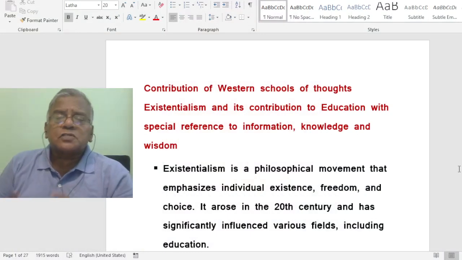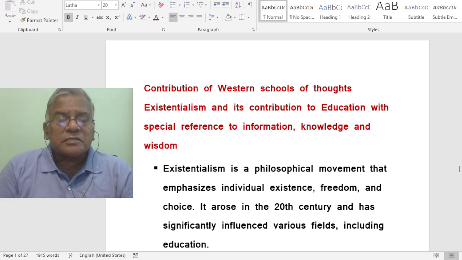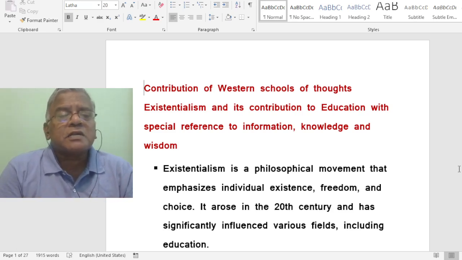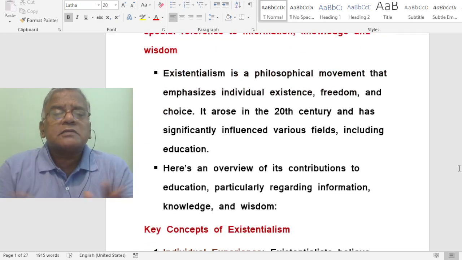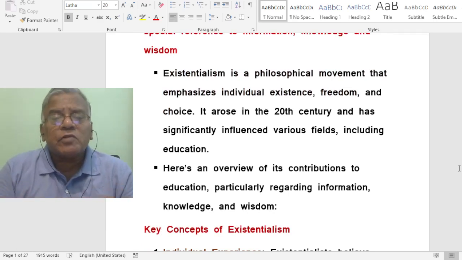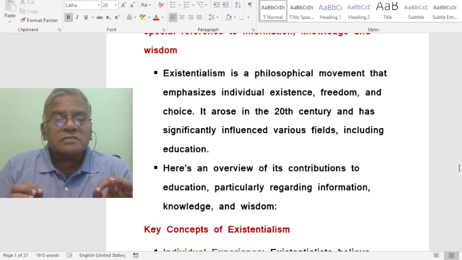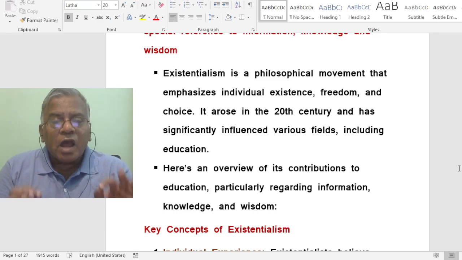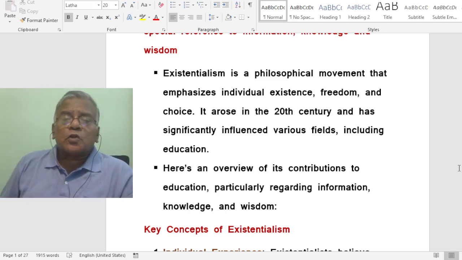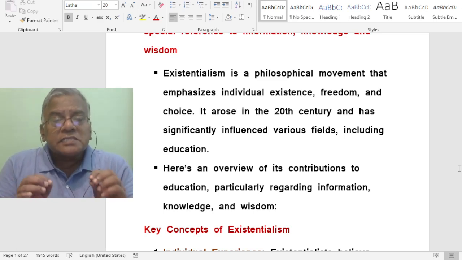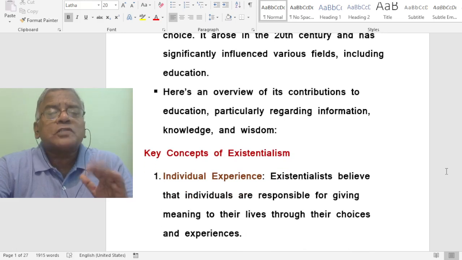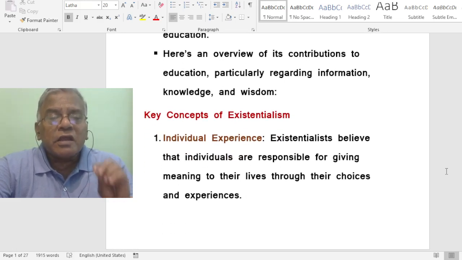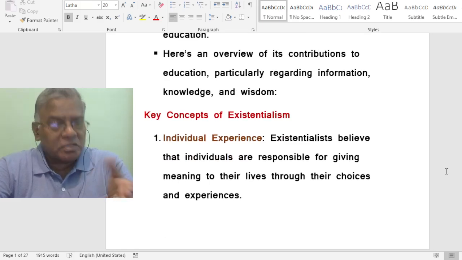Existentialism, contribution of Western schools of thoughts, existentialism, and its contribution to education with a special reference to information, knowledge and wisdom. So we are going to talk about existentialism. Existentialism is a philosophical movement that emphasizes individual existence, freedom and choice. Note these words: individual existence, freedom and personal choice. Not even choice, personal choice. That is existentialism. It arose in the 20th century latest and has significantly influenced various fields including education. Here is an overview of its contribution to education, particularly regarding information, knowledge and wisdom as asked in the syllabus.